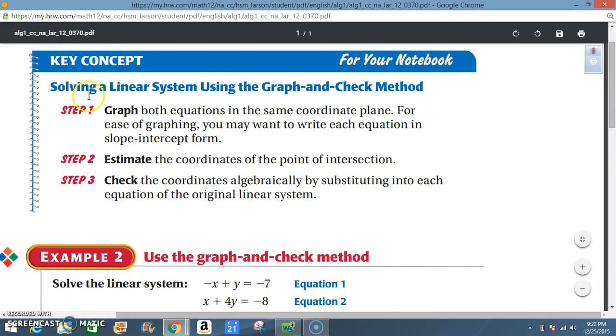Key concept: solving a linear system using the graph and check method. Step 1. Graph both equations in the same coordinate plane. For ease of graphing, you may want to write each equation in slope-intercept form. Step 2. Estimate the coordinates of the point of intersection. Step 3. Check the coordinates algebraically by substituting into each equation of the original linear system.